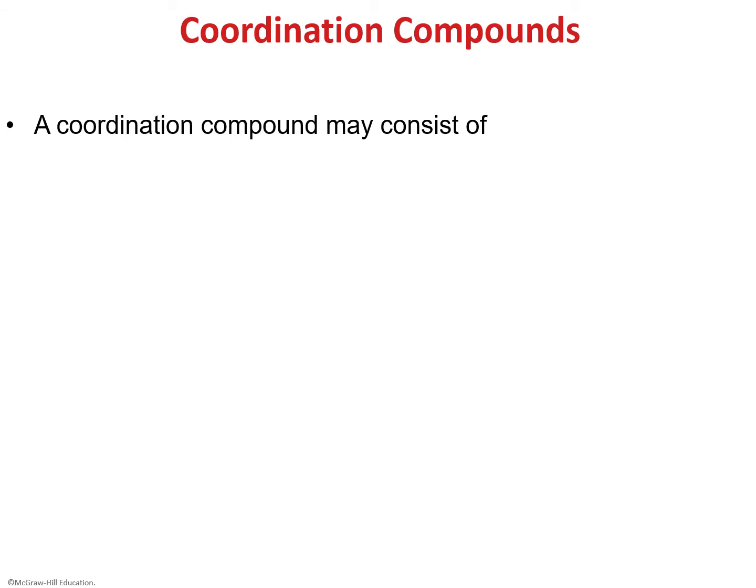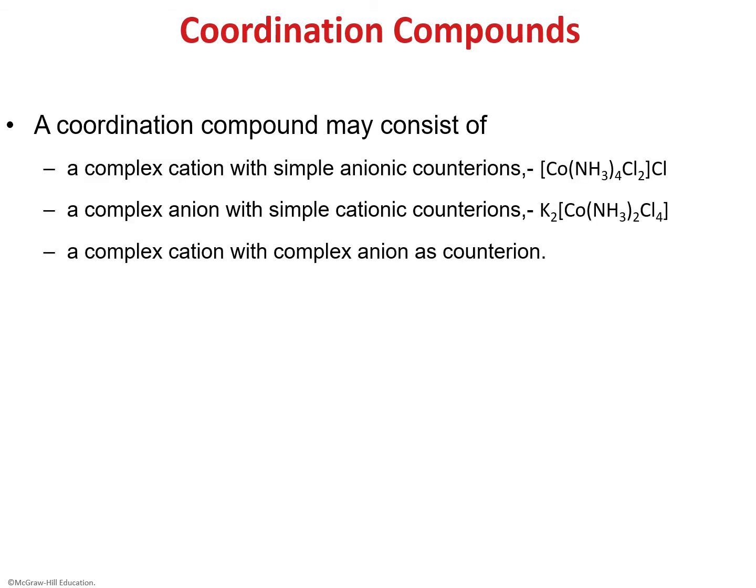So what do we know for a coordination compound as of now? We know that it can consist of 3 different scenarios. One is where it consists of a complex cation. So whatever is in the parentheses is going to be written first, with simple anionic counterparts, and whatever is the counterpart will be written outside. The next example is a complex anion with simple cationic counterparts. So for instance, the counter ion is going to be written first, followed by the parentheses, which consist of our coordination ion, complex anion. So it consists of these 2 scenarios.